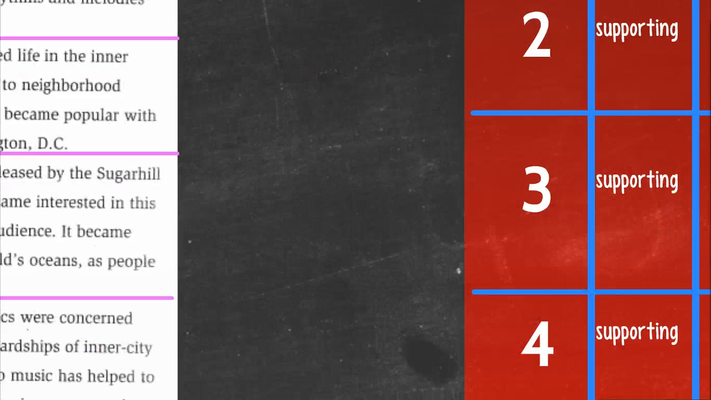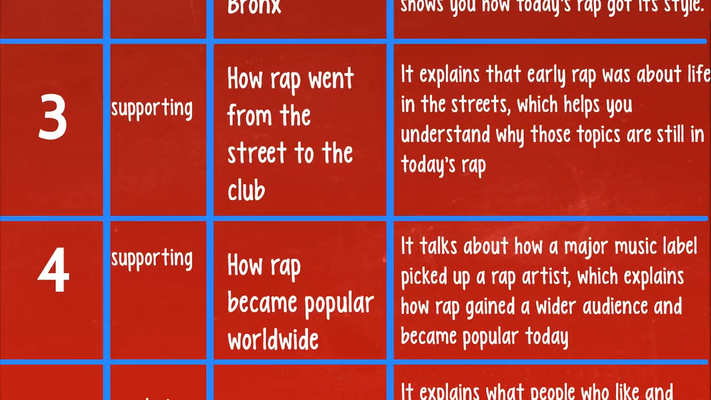So again, that's kind of a supporting paragraph. Now it's telling me about how rap became popular worldwide, not just in America, but how it spread everywhere else. So why is that important?